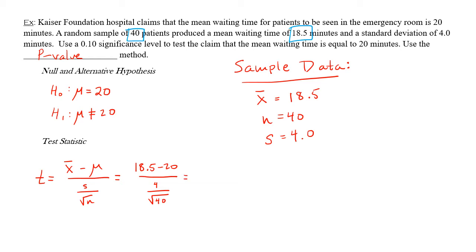Now when we punch this into my calculator, I've got to be extra careful when I'm dividing everything here. I want to make sure first that I group the two terms in the numerator, so I put those in parentheses. And then when I divide here, I want to make sure I'm properly dividing 4 divided by the square root of 40. So this gives me a test statistic of negative 2.3717.